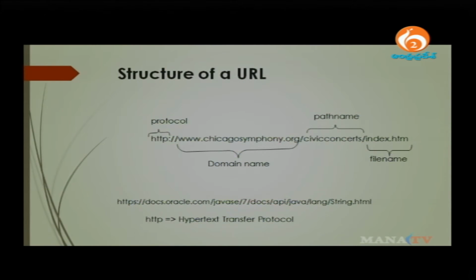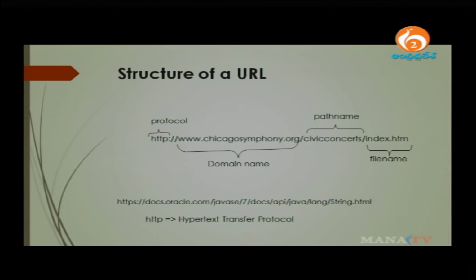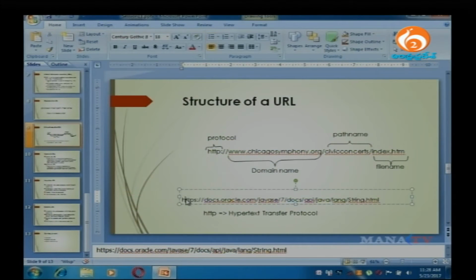Here, com is a top level domain name extension, under that Oracle, under that docs. So this is documentation related to Oracle, which is commercial, and the path is Java SE, and this is all the documentation. This is the path of the file called string.html. We will try to open it and see what is present in this string.html.